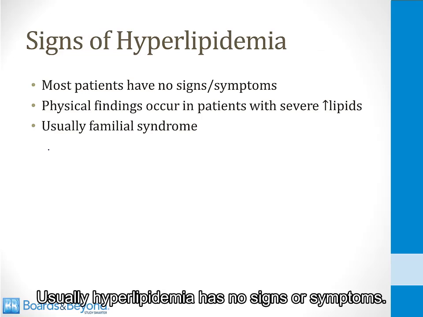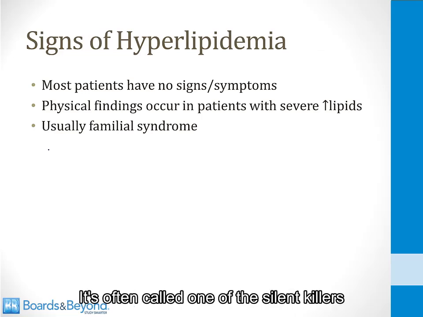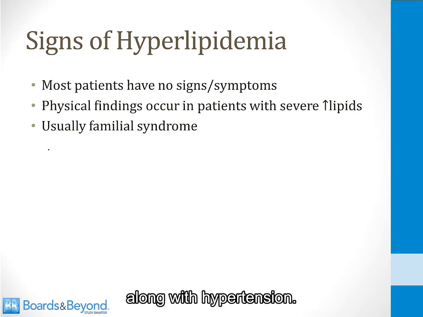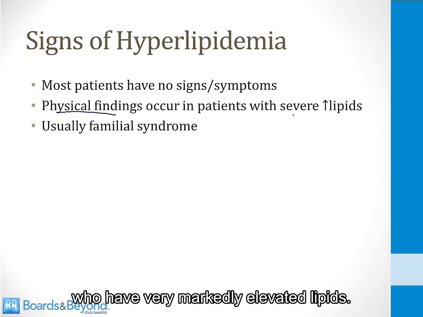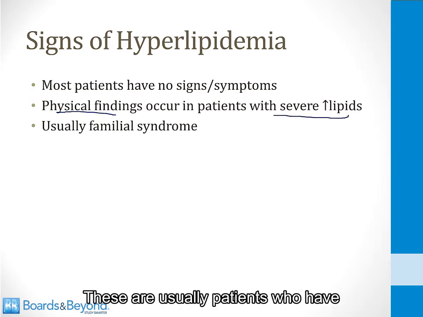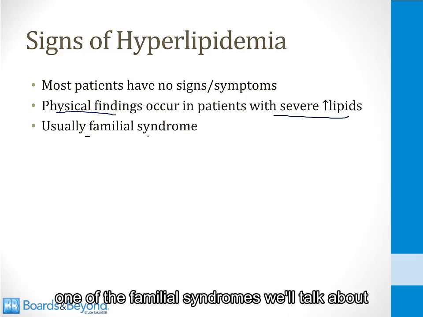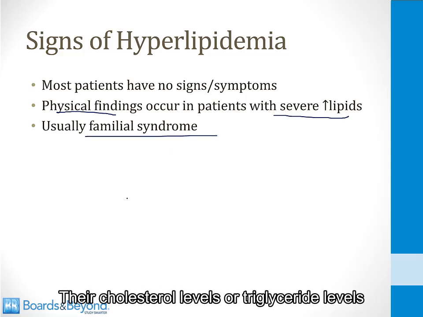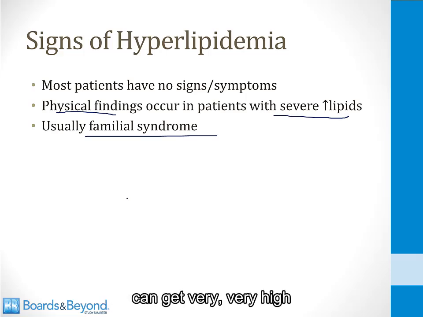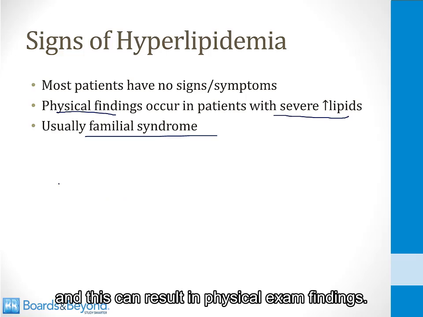Usually hyperlipidemia has no signs or symptoms. It's often called one of the silent killers along with hypertension. However, you do sometimes see physical findings in patients who have very markedly elevated lipids. These are usually patients who have one of the familial syndromes we'll talk about later in this module. Their cholesterol levels or triglyceride levels can get very, very high, and this can result in physical exam findings.